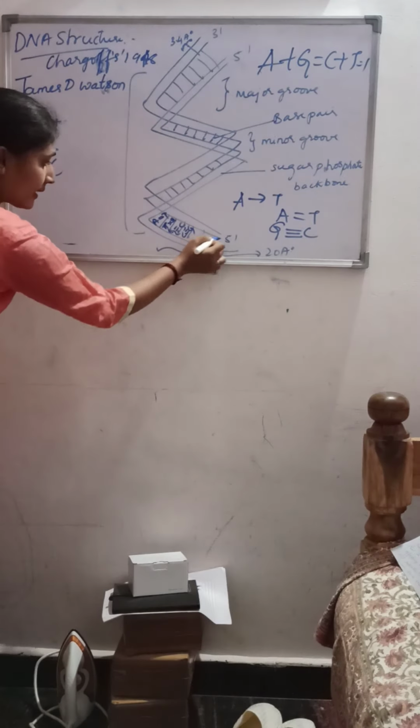So they are very much complementary to one another. Thus the two strands are held together by the weak hydrogen bonds which form between the nitrogen bases. And the distance, I can see the distance of these two strands is of what? So this two-strand distance will be 20 Angstrom.